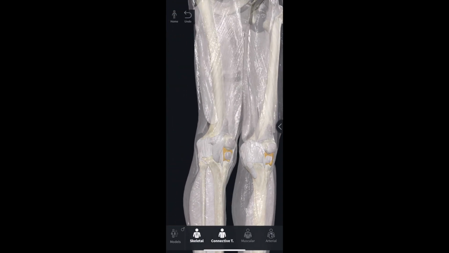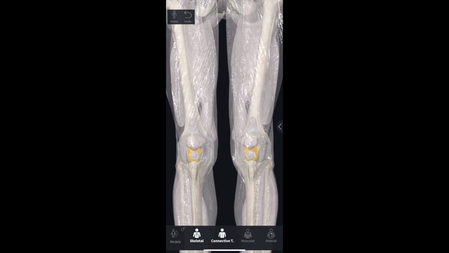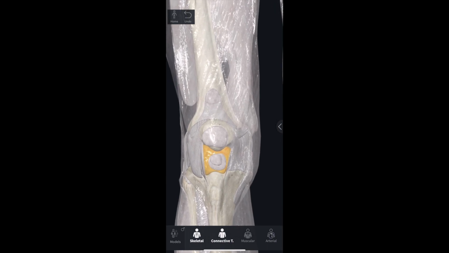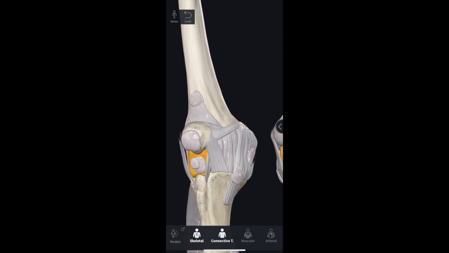Then there is synovial fluid, which is a clear, sticky substance that is used for nourishing and lubricating the cartilage surfaces as they move against each other. Then finally, there is the synovial membrane, or the synovium.